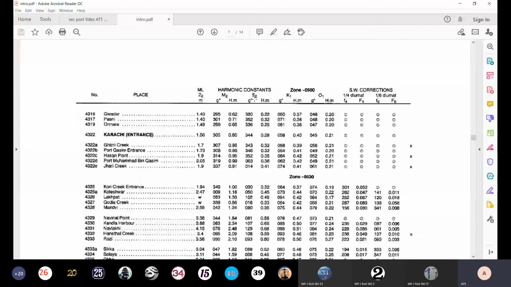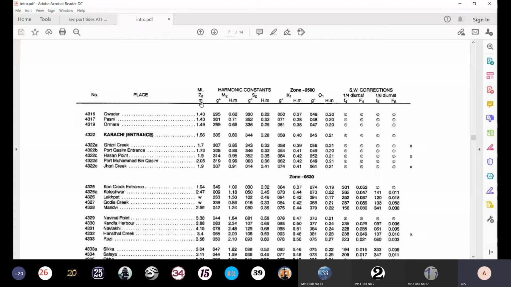S2 means your semi-diurnal and the effect of the sun. O1 is diurnal effect of the sun mainly. So have you understood this mean level M2, S2, K1, O1?